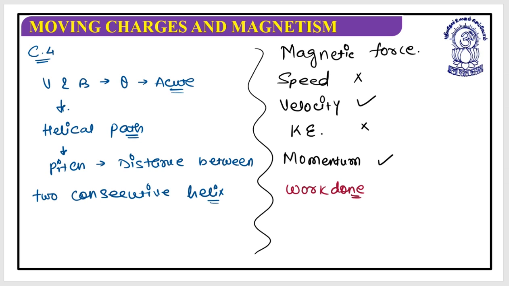We have also discussed work done, and here we are talking about magnetic forces only. Work done due to magnetic force is always 0. Power delivered due to magnetic force is always 0. So these are all the things that we have discussed in previous classes.